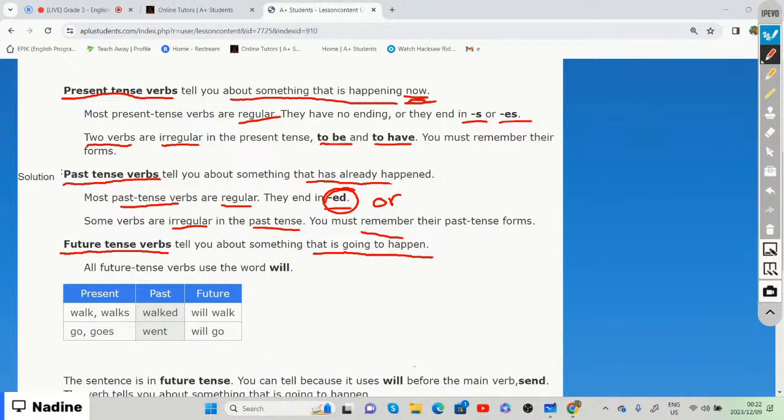All right, so the future tense verb tells you about something that is going to happen. It can be tonight, maybe morning hours, tomorrow, next week, next month, next year, or 10 years' time. But it must still happen. It did not happen yet, it's going to happen. And all of the future tense verbs use the word will. This word will shows us that it's going to happen.